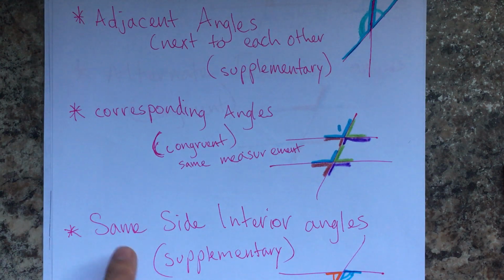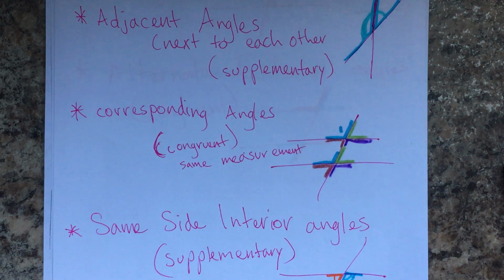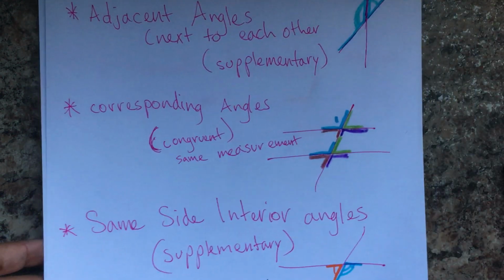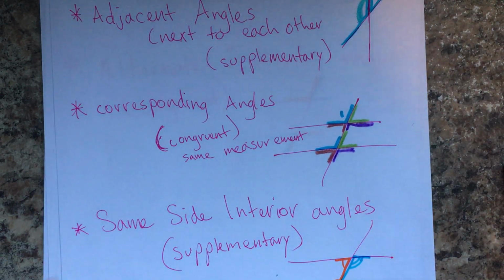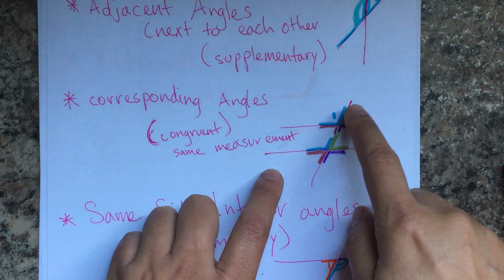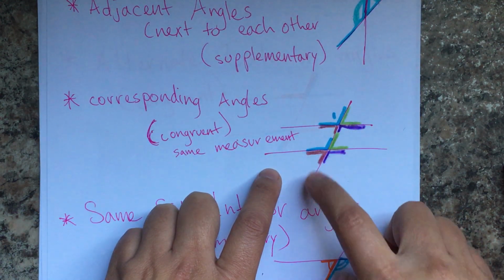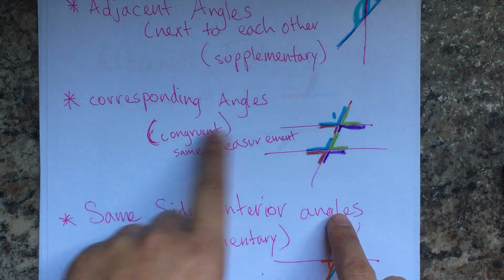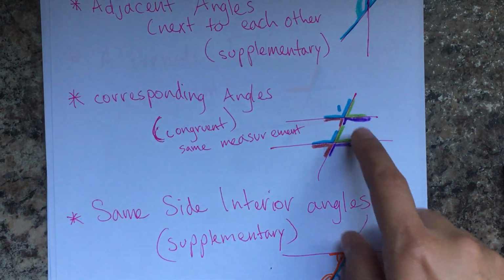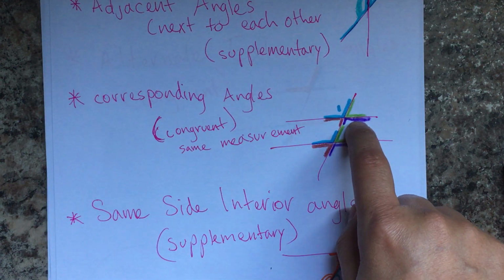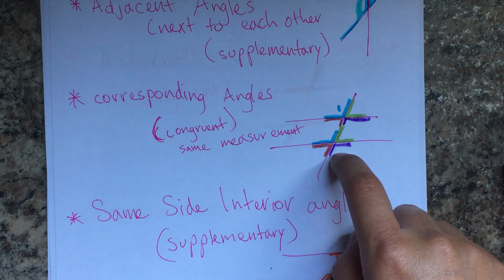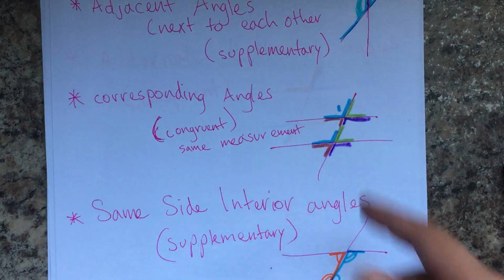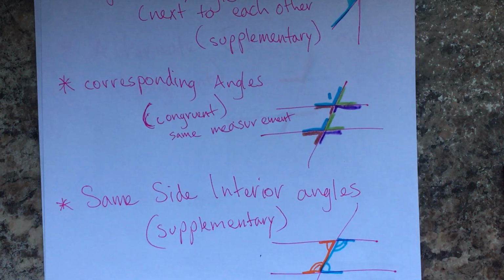Corresponding angles, so the rest I think come from the parallel lines. So corresponding angles, each color corresponds to each other and each one is the same measurement. Each color has the same measurement, okay? They're congruent. So if this is, let's say, 70 degrees, the other purple one is going to be 70 degrees. If this is 110, the blue one, then the other blue one is 110. So that's for corresponding angles.